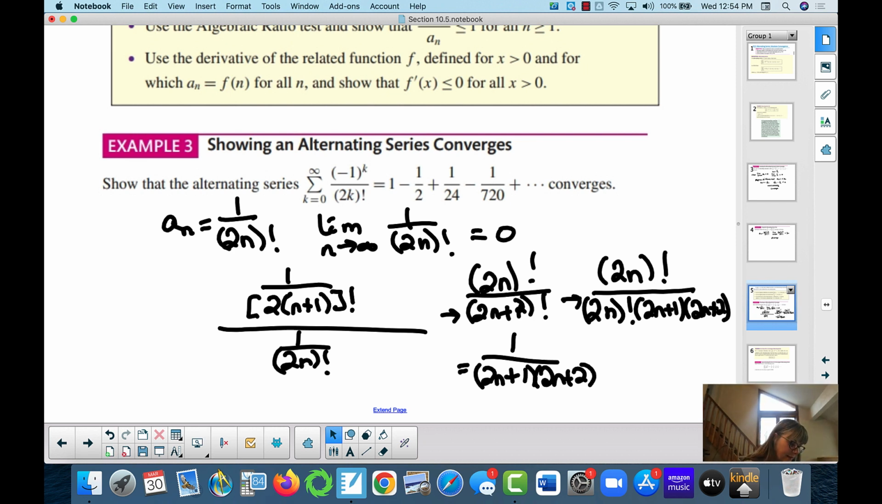And that is less than 1, no matter what n we plug in there. I'm going to get a number bigger than 1 down here. So that number is less than 1, and therefore it's non-increasing and this converges. So we've seen an example of the algebraic test for non-increasing, and now we've seen an example of the ratio test for non-increasing.